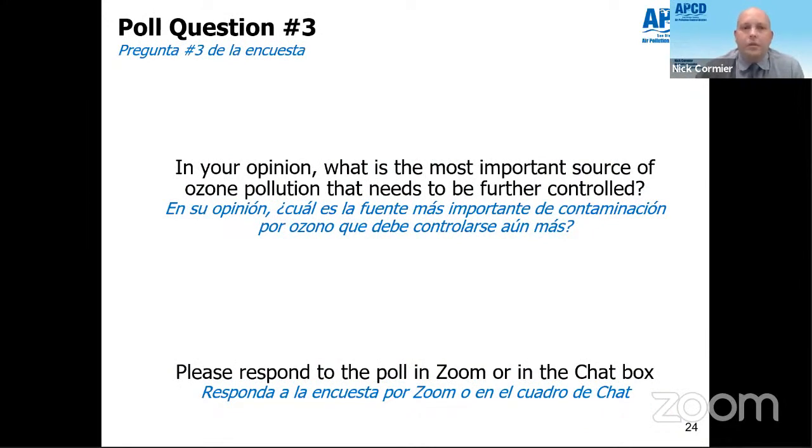And now we'll go to our third and final poll for the day. We'd like to know, in your opinion, what sorts of ozone pollution in San Diego County needs to be further controlled, and what is most important to you? Again, please respond to the poll and select the best option that matches your response. If you do think that all sources need to be further controlled, feel free to select the all of the above box. And we'll go ahead and give everyone a couple of seconds to answer that. Please do respond.